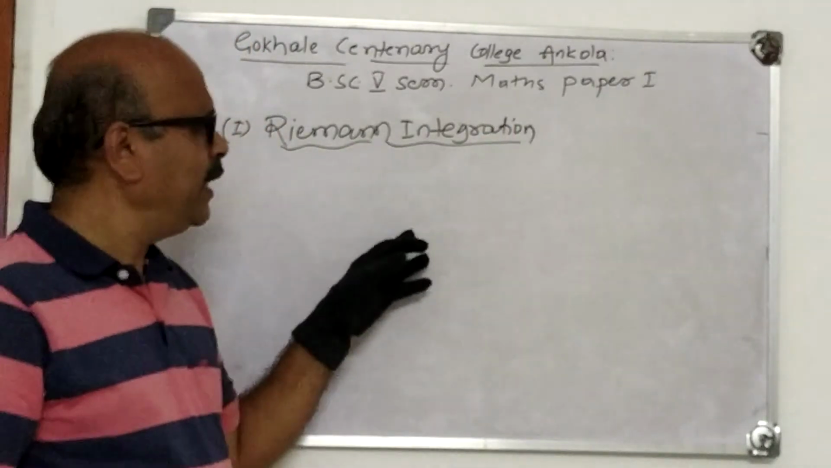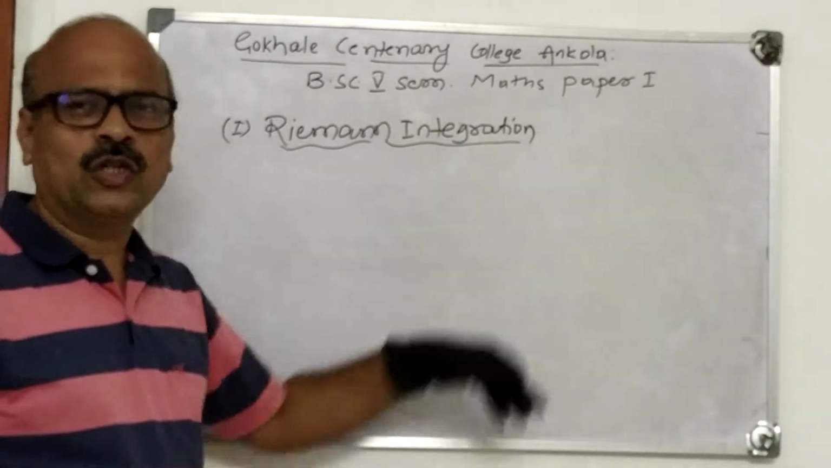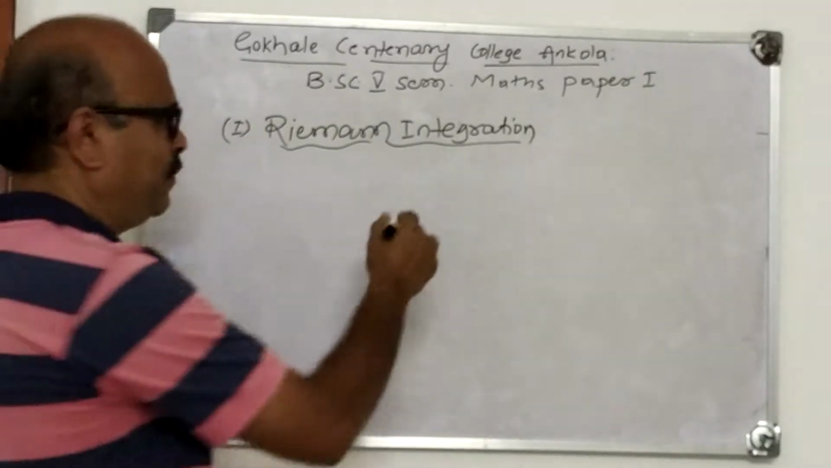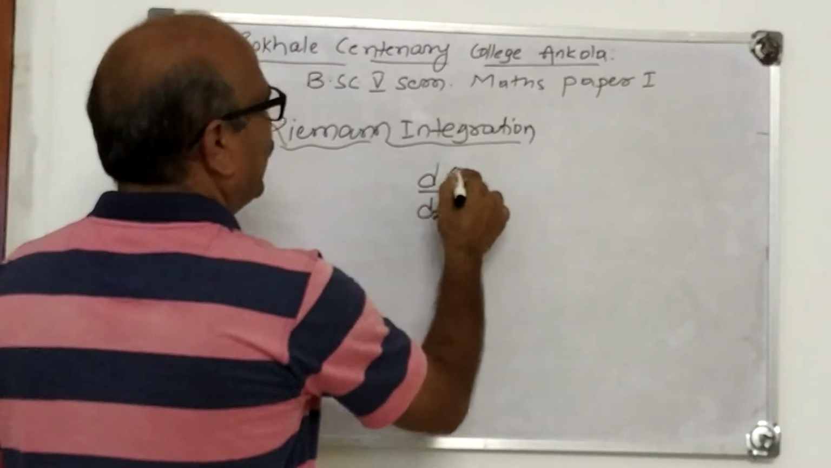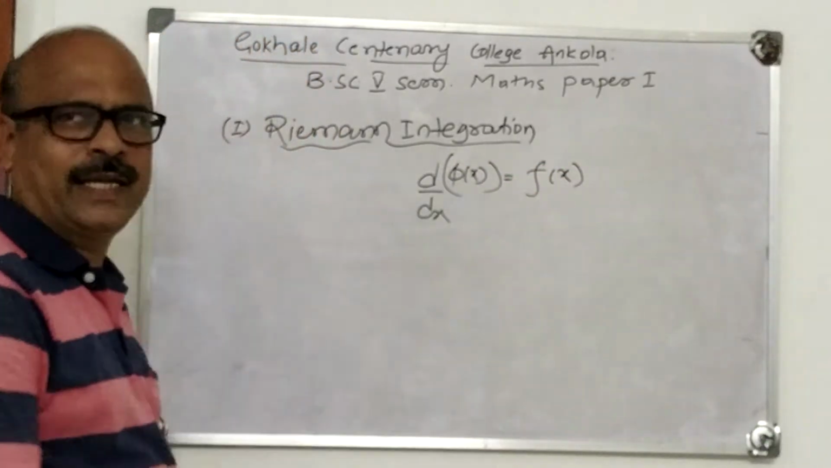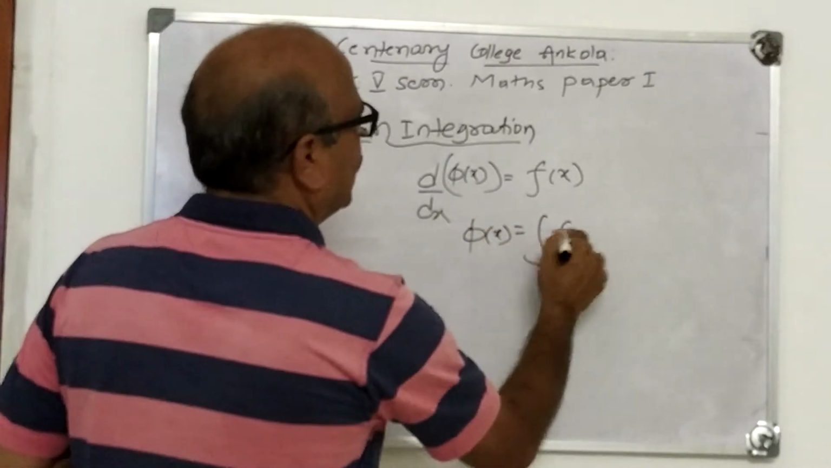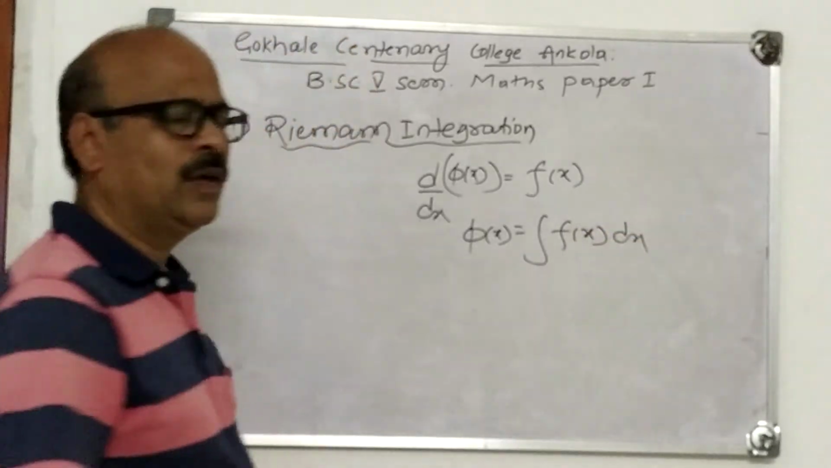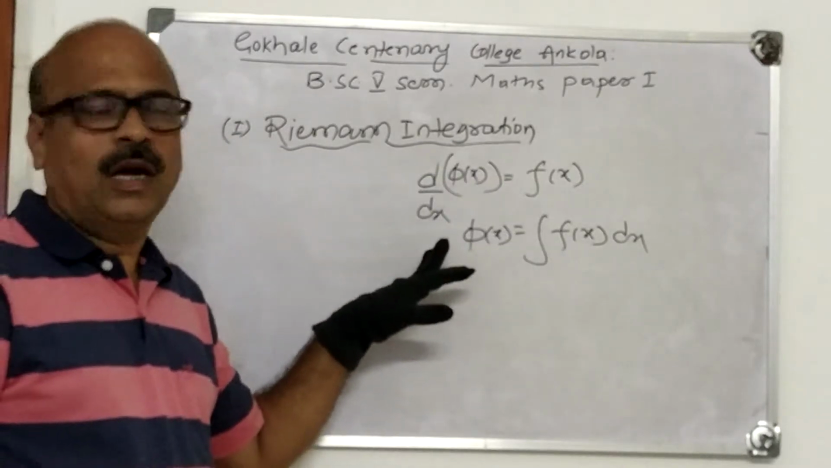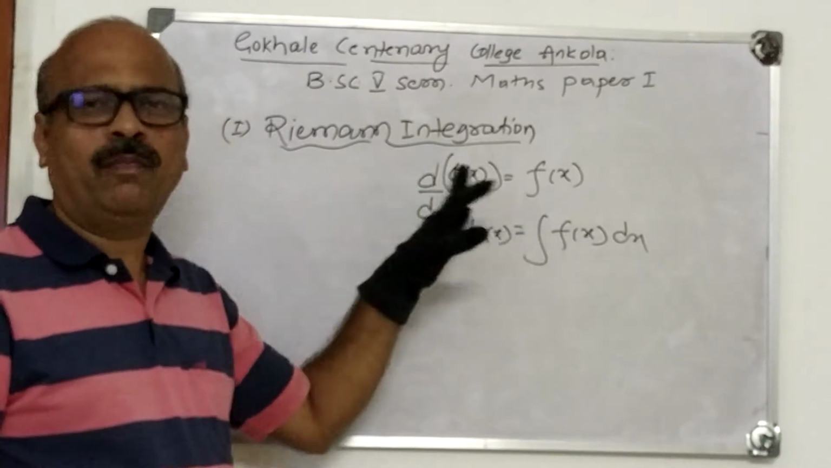in elementary calculus, you have studied integration. How have you studied integration? You have studied integration as the reverse process of differentiation. That means if d by dx of phi of x is equal to f of x, suppose phi of x and f of x are any 2 functions, then phi of x is the integration of f of x with respect to x. You have studied integration as a reverse process of differentiation. However, the origin of integration is to find the area of plane regions.